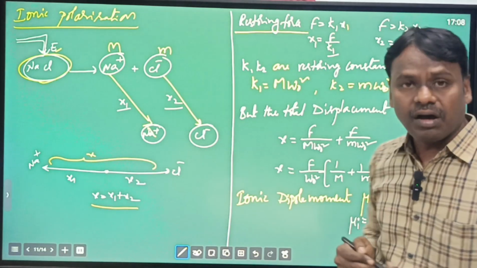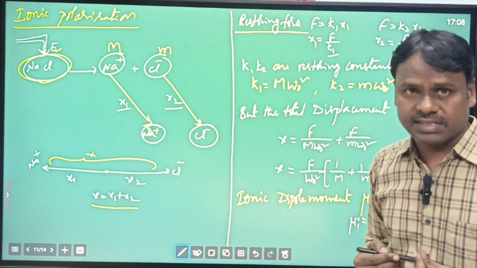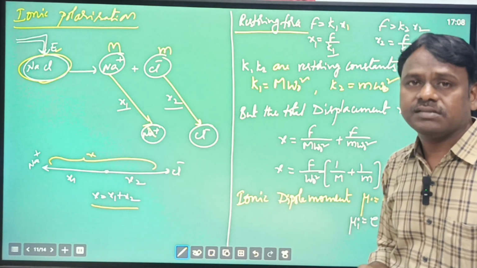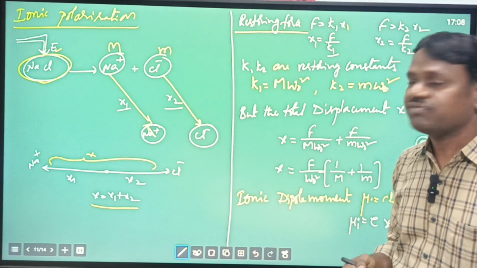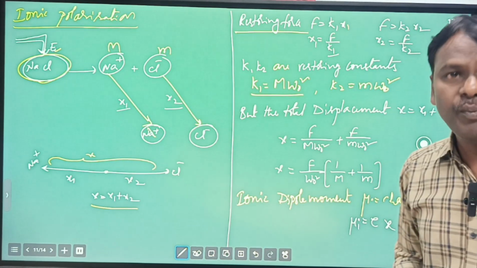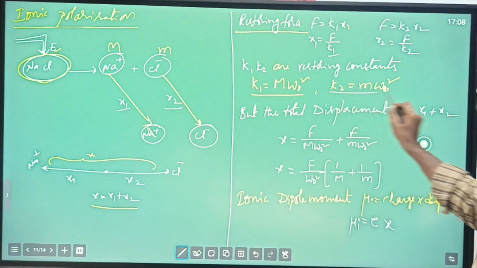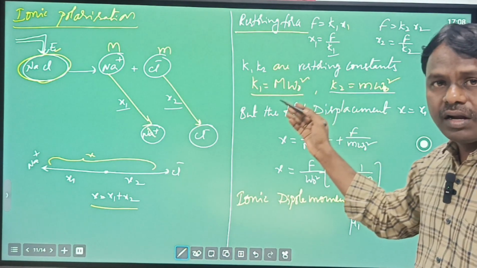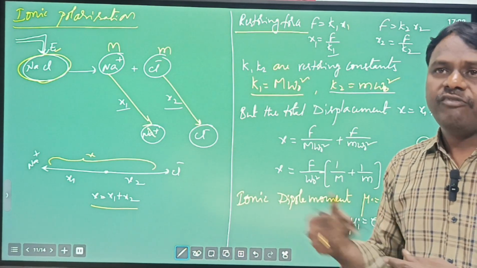Here K1, K2 are called the restoring constants. K1 is the restoring constant of Na+ and K2 is the restoring constant of Cl-. From this, K1 = M ω0² and K2 = m ω0². Here ω0 is the natural frequency.